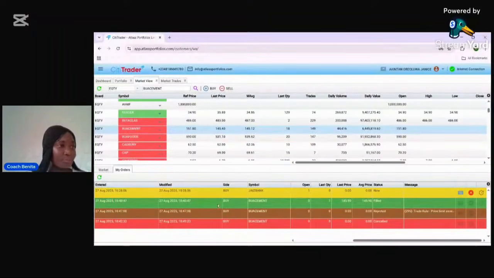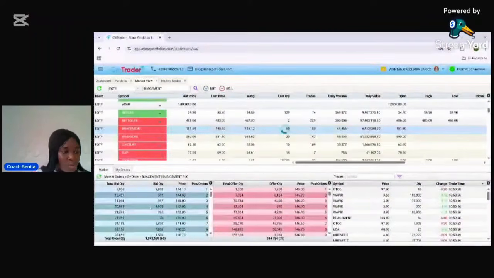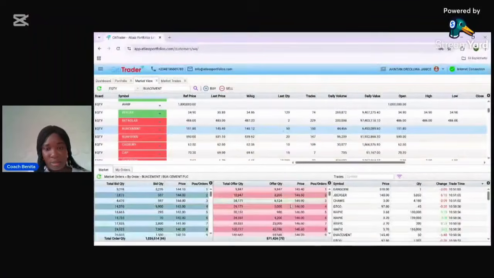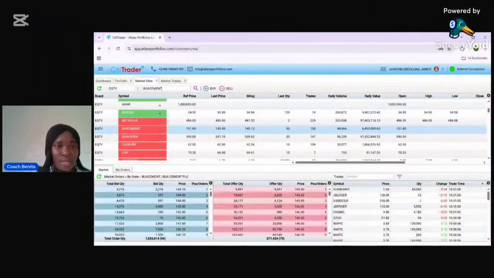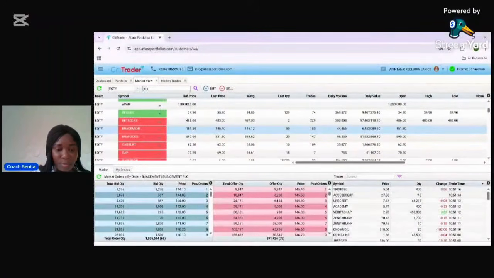So let me come back. Okay, so I will stick to this again. And so how do you match buy? Let me teach us how to match buy. Let's go back to Jais. So how do you match buy?